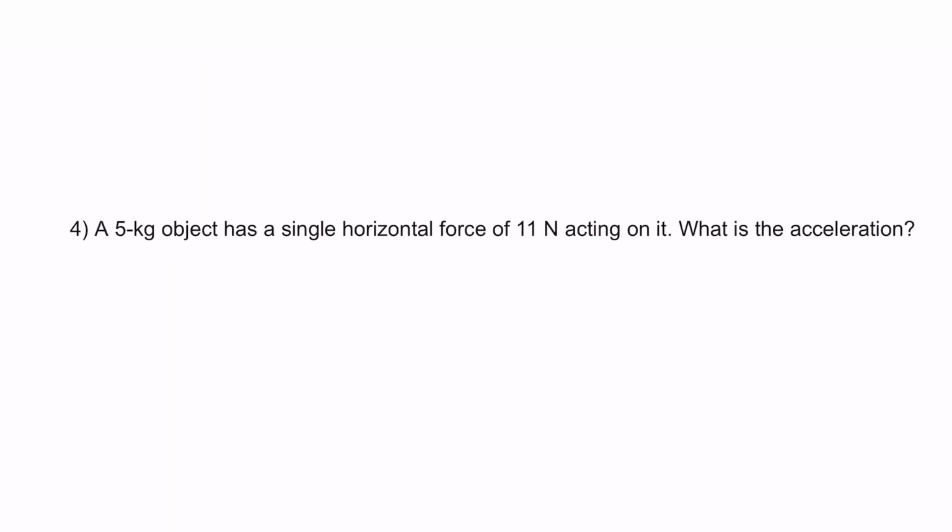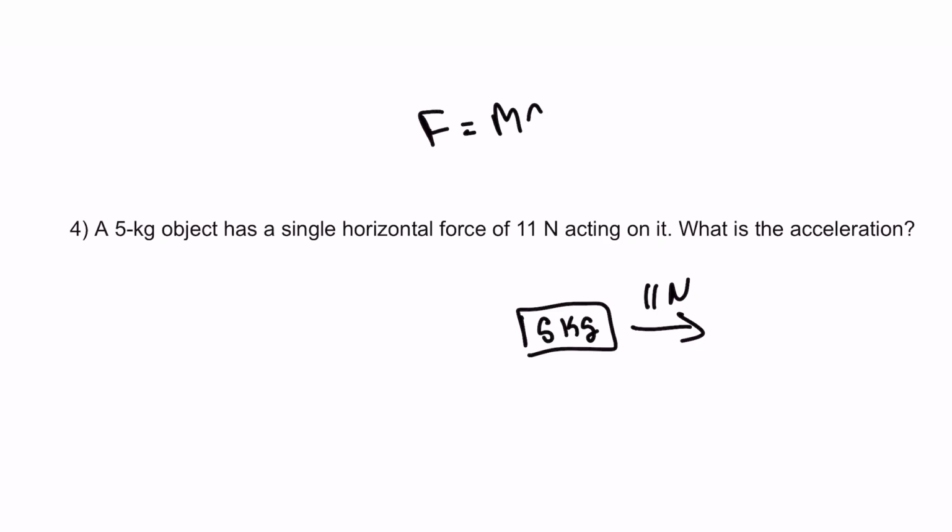A 5 kilogram object has a single horizontal force of 11 newtons acting on it. What is the acceleration? Let's draw that object. And it has a single horizontal force of 11 newtons. And we know that it weighs 5 kilograms. Once again, using F equals m times A, we have the mass and we have the force. We need to solve for the acceleration. You could rearrange the equation to solve for A, so divide by m on both sides.